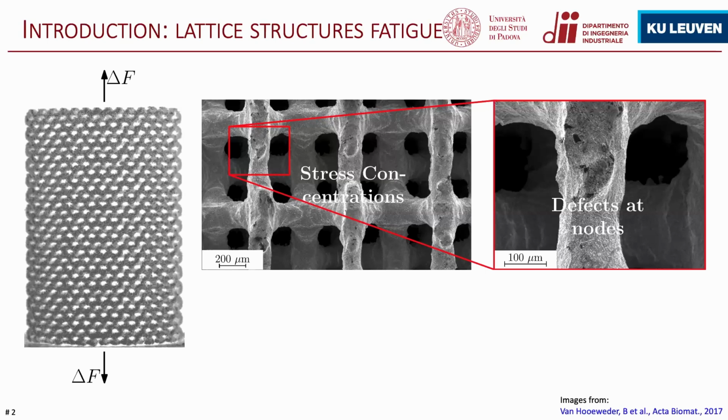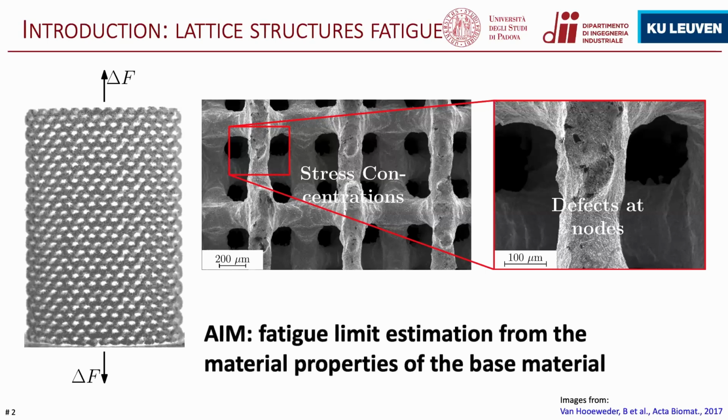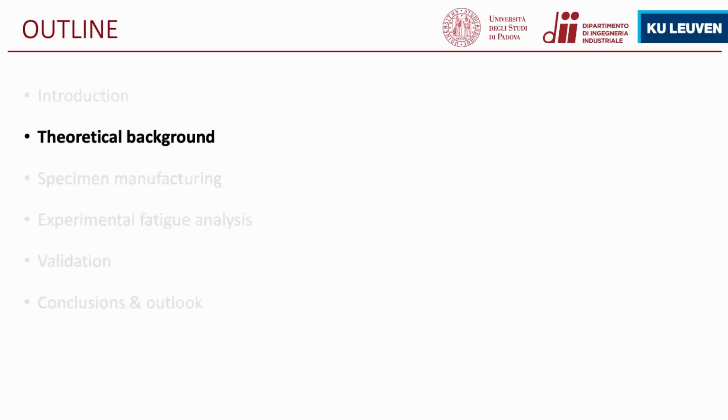So we can understand that in order to have a fatigue limit estimation model that is robust to changes of the actual lattice structure geometry, and to the remote loading conditions, we need to be able to estimate the fatigue limit of the lattice structure starting from the base material properties. And that will be exactly the aim of my presentation. How to do it? Let's move on with the theoretical background.